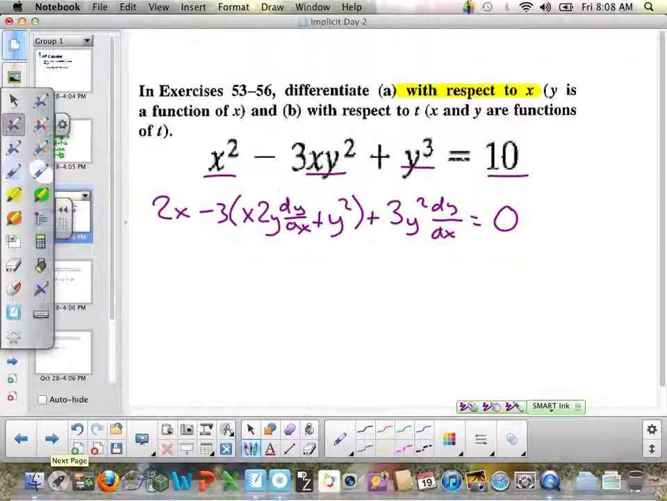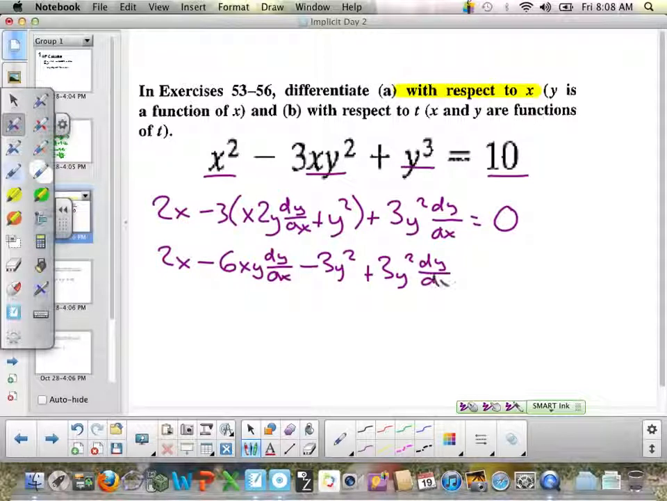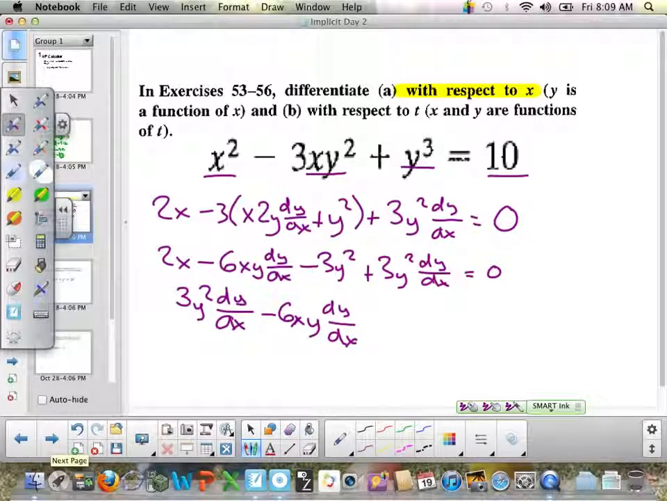Here, let's distribute our 3. So we got 2x minus 6xy dy dx minus 3y squared plus 3y squared dy dx equals 0. Gather your dy dx's onto the left. 3y squared dy dx minus 6xy dy dx, and move everything else over to the right, equals 3y squared minus 2x.